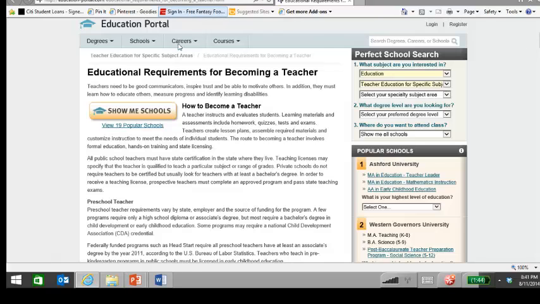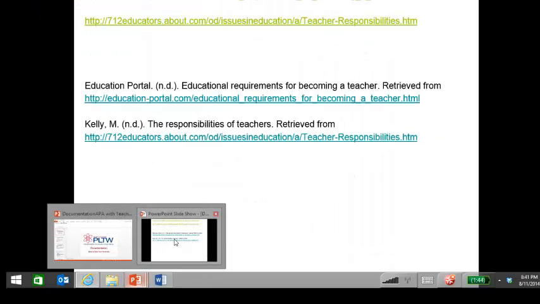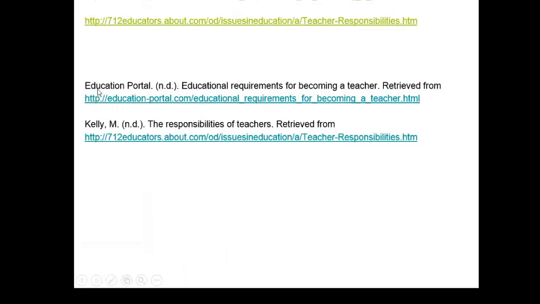You want the name of the article. You're going to find that up at the top, so Educational Requirements for Becoming a Teacher. And then the URL address. So you would copy the URL address and paste that into your PowerPoint or into your Word document. So this is what my Education Portal reference ends up looking like. I've got the name of the organization because there was no author. I have N.D., and notice I put periods behind each of those. When it comes to your title, even though the title may be capitalized in the article, when you're doing APA style, you capitalize only the first letter. Notice the rest of it's all lowercase. And then you put a period there, and retrieved from, and I have my URL address.